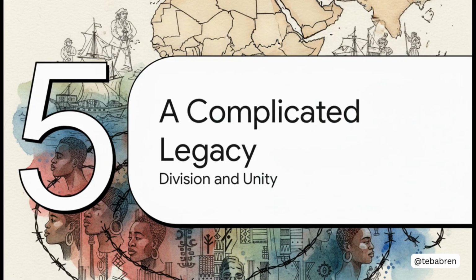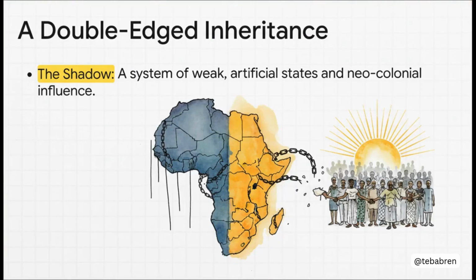So as we start to pull all this together, it becomes crystal clear that Africa's colonial inheritance is just deeply, deeply complicated. It's a legacy of profound division and, paradoxically, a powerful new kind of unity. It's really this double-edged sword. On one side, you have the shadow, a system of weak, artificial states and that lingering influence of former empires. But, and this is the incredible part, that shared experience of being colonized also created a powerful foundation for solidarity. This solidarity then found its voice in a massive, transcendent cause, the fight against colonialism and racism. And that became the great unifying principle of the OAU and the very bedrock of the Pan-African dream.